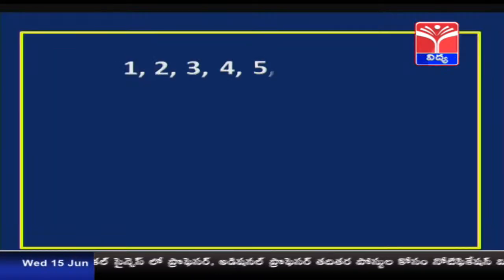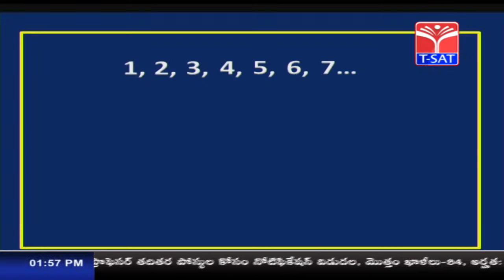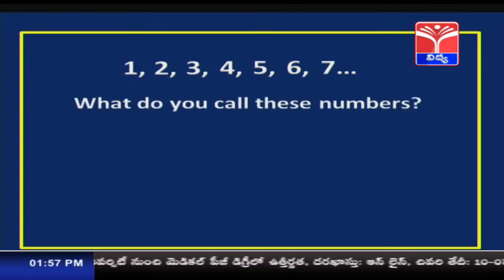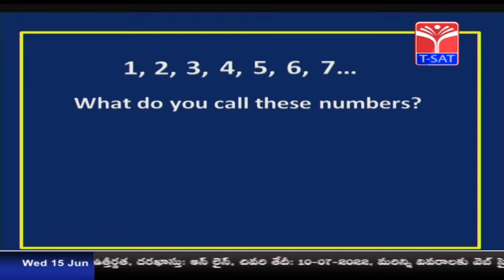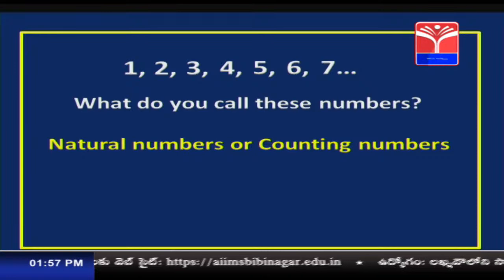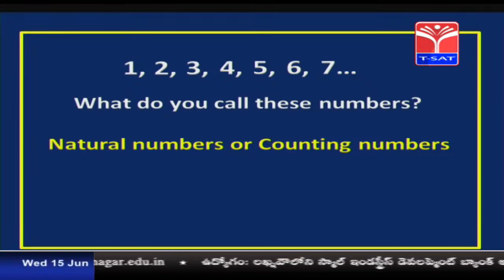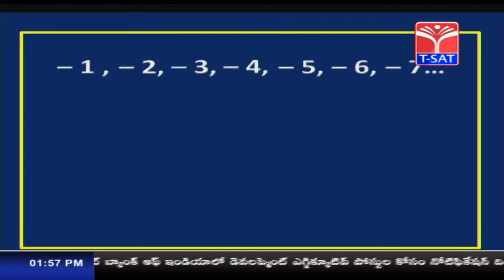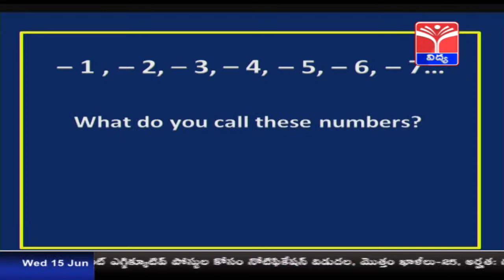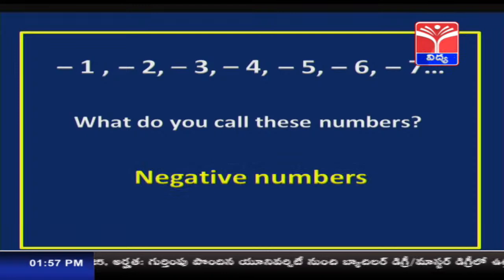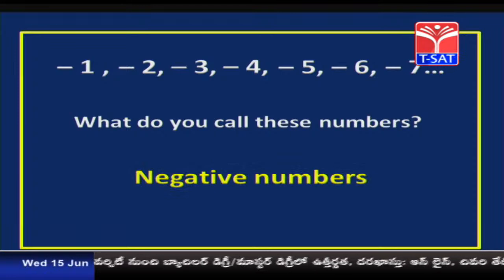Children, take a look at the numbers shown on your screen: 1, 2, 3, 4, 5, 6, 7 and so on. Children, do you know what these numbers are called? Absolutely right children, they are called natural numbers, or we even call them counting numbers. Now take a look at the numbers shown on your screen now. Do you know again what these numbers are called? You are right once again children, they are negative numbers.